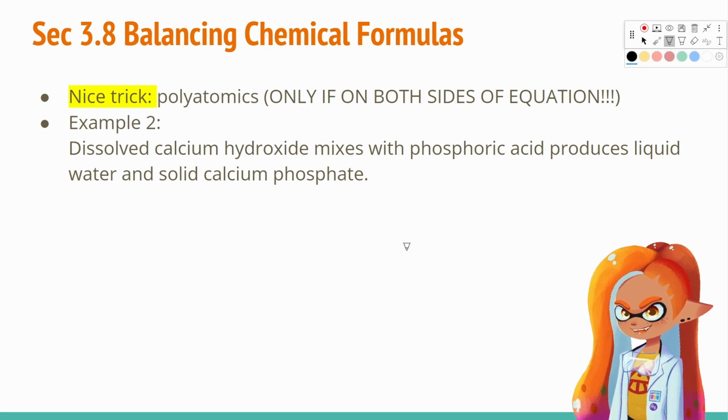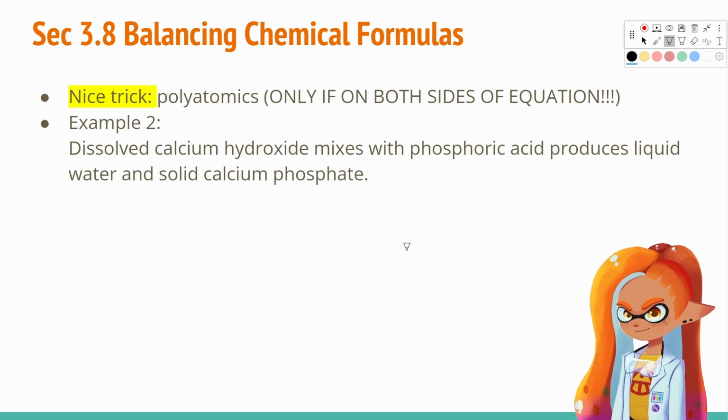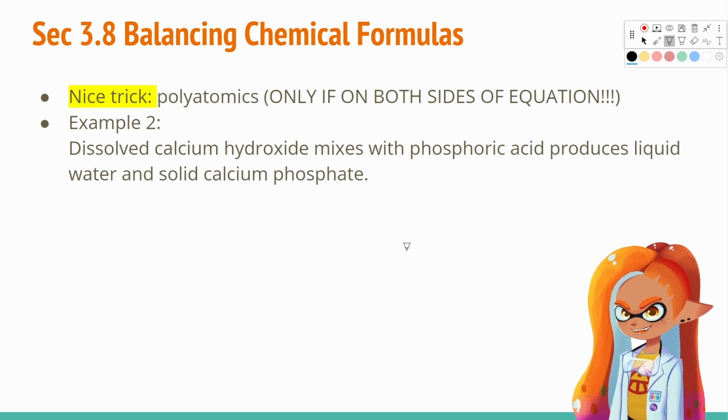So we have dissolved calcium hydroxide. Dissolved means the solid dissolved in a solvent, and usually that solvent is water. So we're going to assume that means it's an aqueous solution. So that's going to be calcium, which is Ca plus 2. Hydroxide is OH minus 1, so that means I need 2 hydroxides. And then dissolved is aqueous. Cool. And then phosphoric acid.